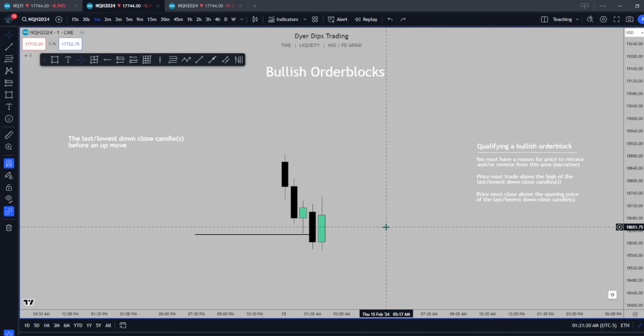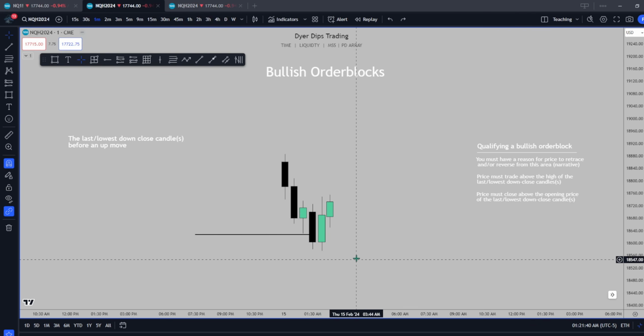Can we qualify this as an order block now? In my opinion, the answer is no. And why is that? Because we need price to close above the opening price of the last or lowest down close candle. So we're not even going to be talking about we need price to close above this high. We need price to close above the body of this candle, or the opening price of this candle.